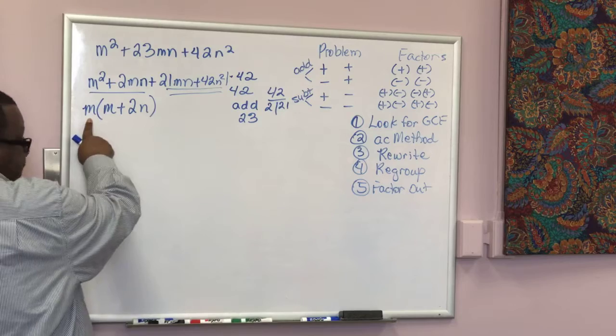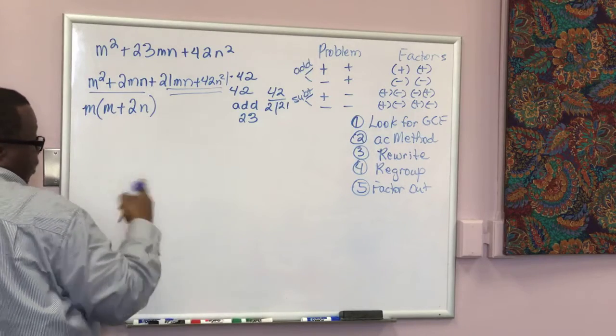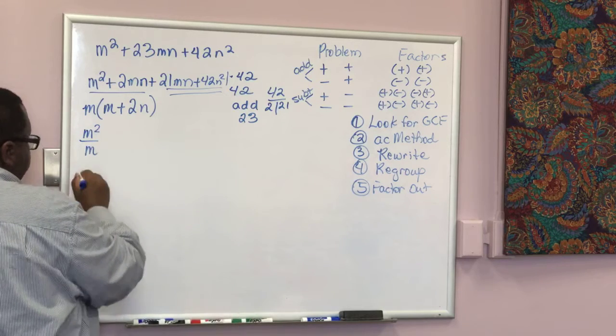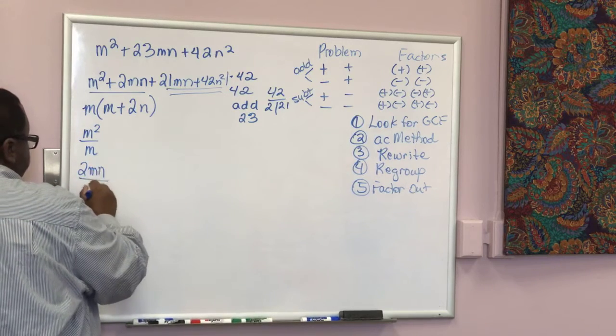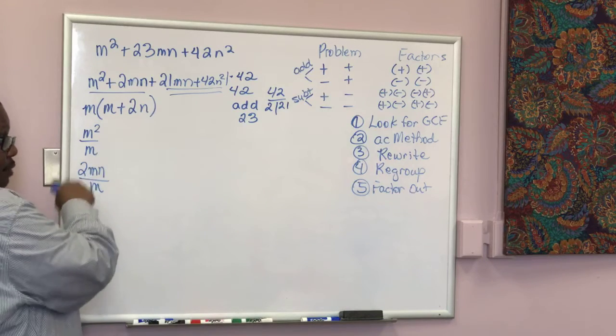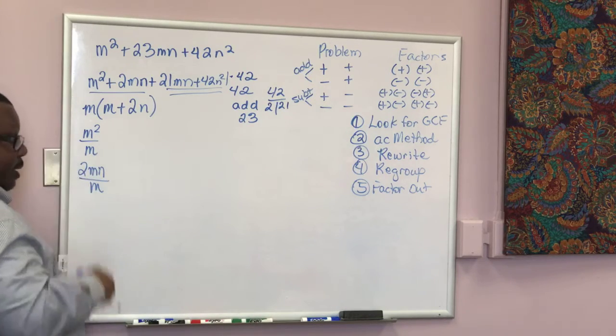Once you take out that common factor on scratch paper or on the side of your paper, you're really dividing. You're saying m squared over m or 2mn over what? M. To give what goes inside your parentheses. Right, that's scratch work. Or up there.